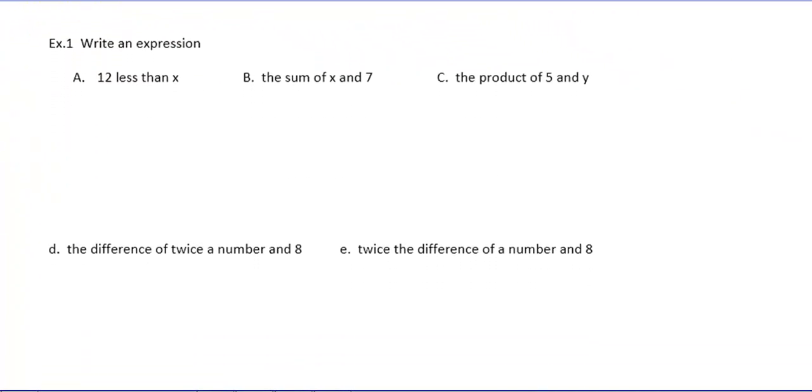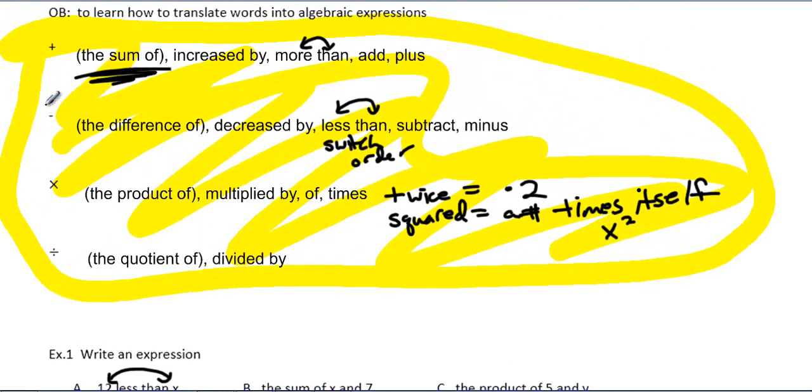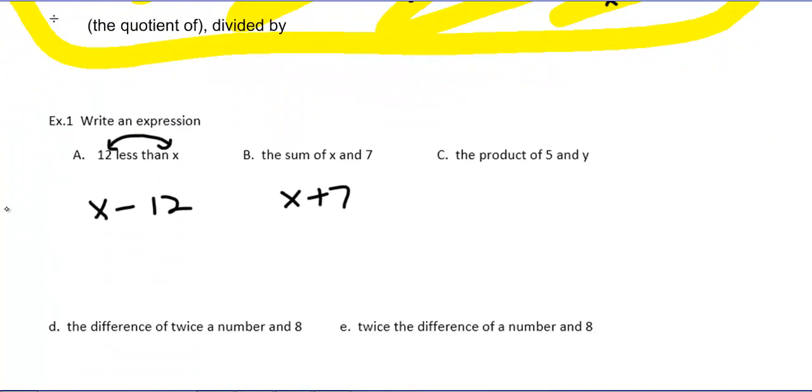So translating expressions, pretty simple idea. We want 12 less than x. Well, what that's going to look like is subtraction in opposite order. So these two are going to switch. Normally when we translate, we go directly in order from left to right. But again, there are a few words that tell you a different order. Looking at B, the sum of x and 7, sum means to add, so I'm adding x and 7. You'll notice I put parentheses around the words the sum of. We'll come back to that. That's not important in this particular problem.